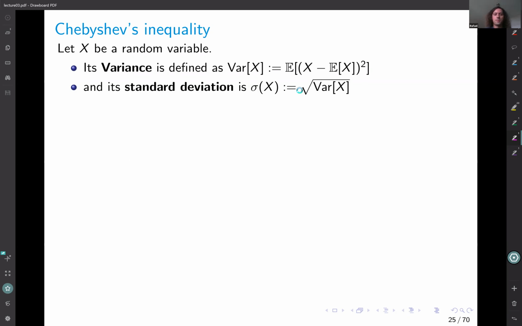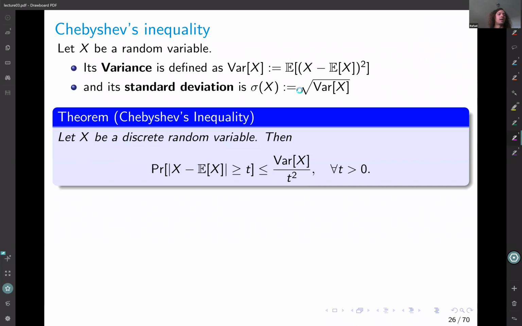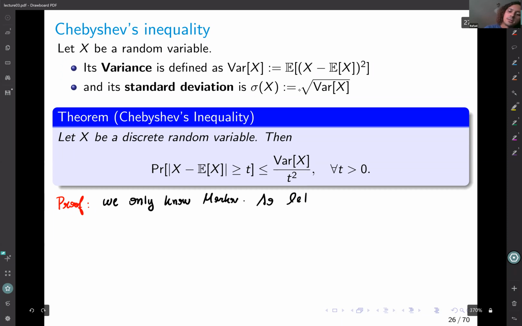Okay, so now, how do we prove Chebyshev's inequality? What is the only tool that we have at our hands right now? If this is the first class on concentration inequalities you're having, what is the only inequality that we know? We only know Markov. Exactly, we only know Markov. So let's use it.